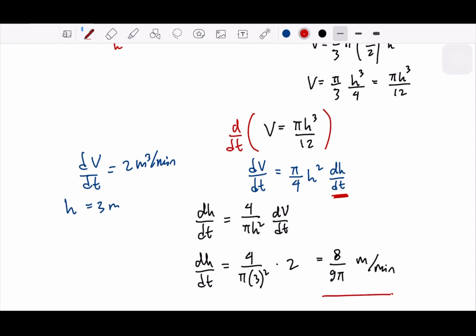I think after the related rates, we can move on to the next section about linear approximations. Okay, and hopefully after linear approximations we can move on to the new chapter, which is more about sketching a graph with the help of all the calculus, especially the derivative.